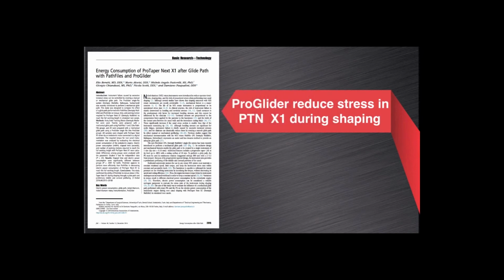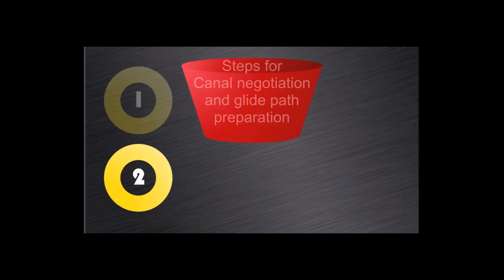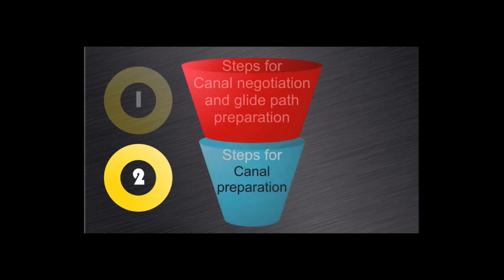Here is an example of a study done by Berutti et al. in 2014 that demonstrated that by first using the ProGlider instrument to expand the glide path, it will reduce the stress when shaping the canal with ProTaper Next X1, ensuring more safety and predictability during canal preparation. Now we can look at the second part of the root canal preparation process, namely canal preparation with the ProTaper Next system.